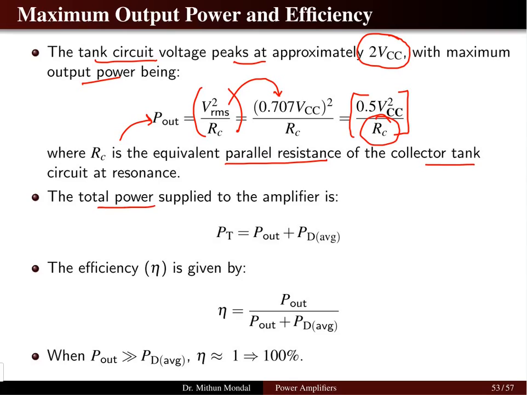Then the total power which is supplied to the amplifier, if we want to calculate, is basically the output power plus the energy which is dissipated, the average value, and hence we can compute the efficiency as total power output by total power input. So input is again output plus the losses. If the output is very high compared to the losses, then the efficiency will be close to 1, which is 100%. So class C amplifiers are highly efficient because the losses are less here.